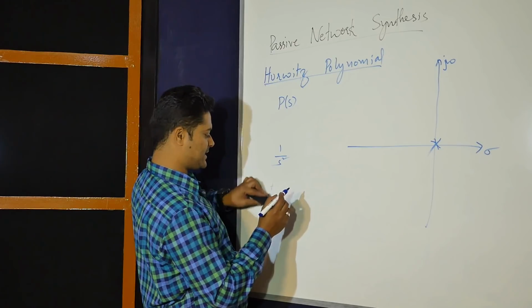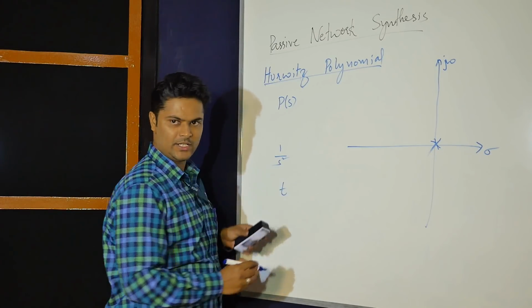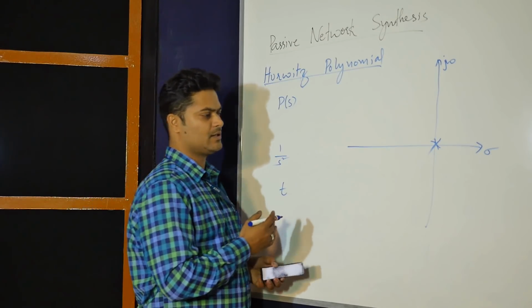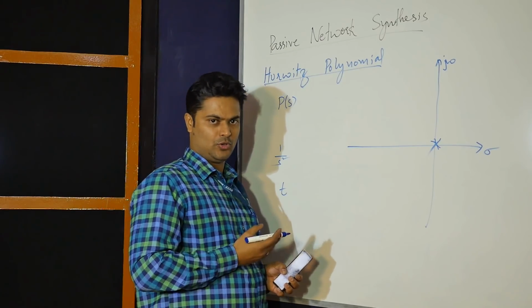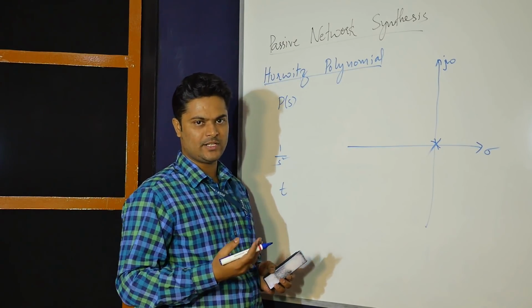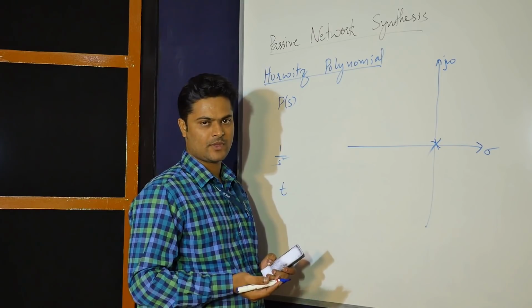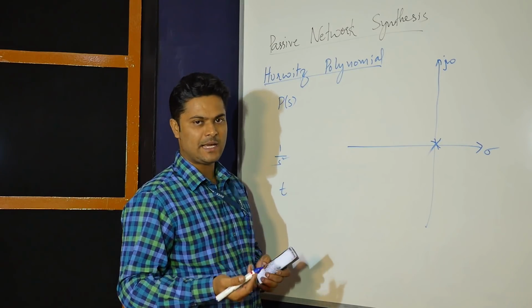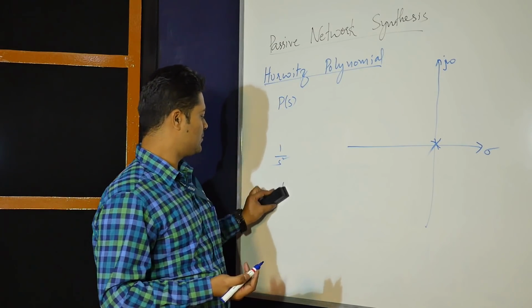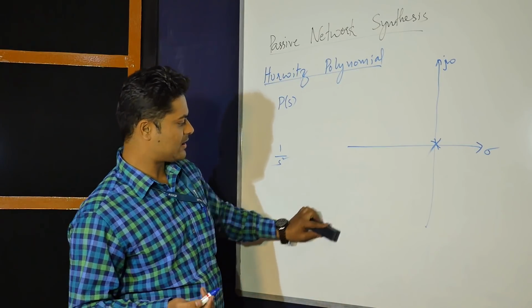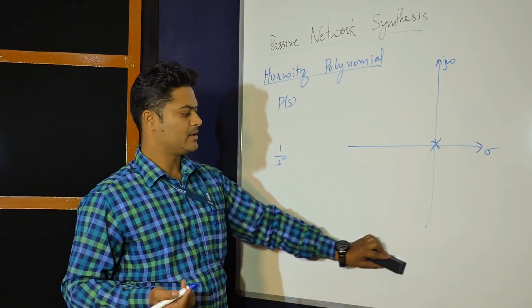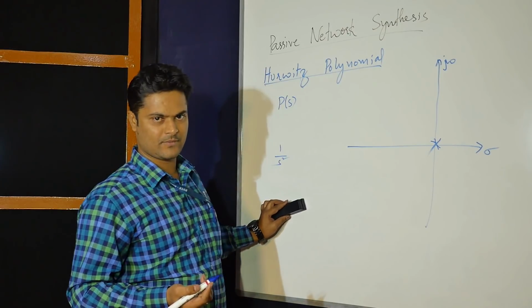Because when we take the Laplace inverse, it will give rise to a time function t. That means for an input, at t equal to infinity, the output is also infinity, but it doesn't satisfy the stability, correct? So Hurwitz polynomials are the polynomials where the system should be stable, right?